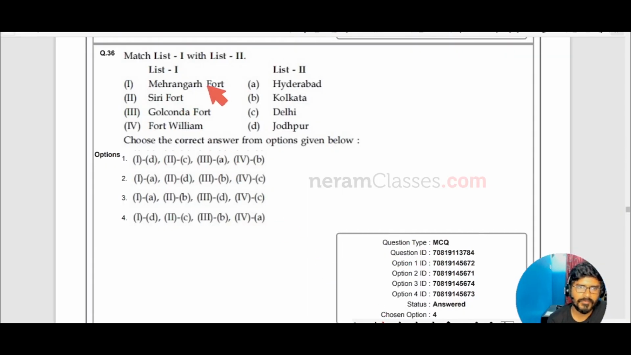So Mehrangarh Fort is of Jodhpur, and Fort William, sorry, we have a Fort William in the UK. Also we have it in Calcutta, I guess. And Golconda Fort is located in Hyderabad, and Siri Fort is located in Delhi. Maybe for Fort William in Calcutta, you can see some of the images. So the options based on this: S is D, next is C, and then Golconda 3 is A, and then B. D, C, A, B. Option 1 is the right answer for this question.